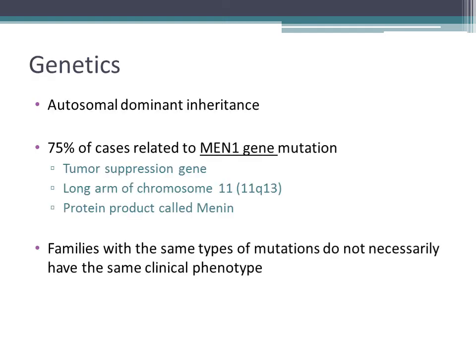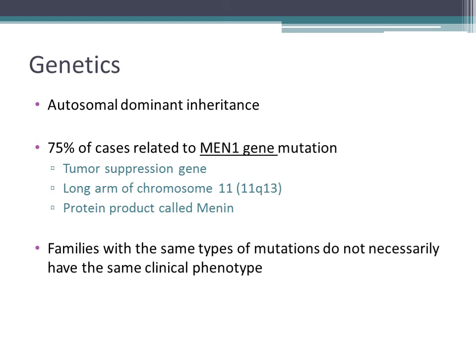So the genetics of MEN1, typically autosomal dominant inheritance. 75% of cases are related to MEN1 gene mutation. There are other gene mutations involved here, but that's the most common one. It's a tumor suppressor gene and produces the protein menin.